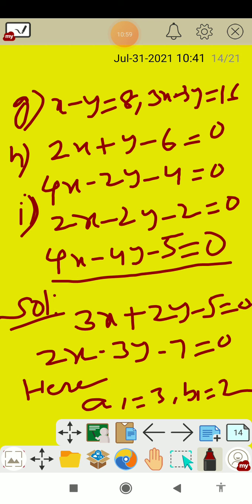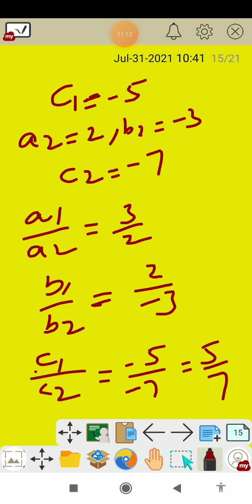Here, according to the formula a1x plus b1y plus c1 is equal to 0, a2x plus b2y plus c2 is equal to 0, comparing gives a1 is equal to 3, b1 is equal to 2, and c1 is equal to minus 5. And then a2 is equal to 2, b2 is equal to minus 3, and c2 is equal to minus 7. These are the values we got.